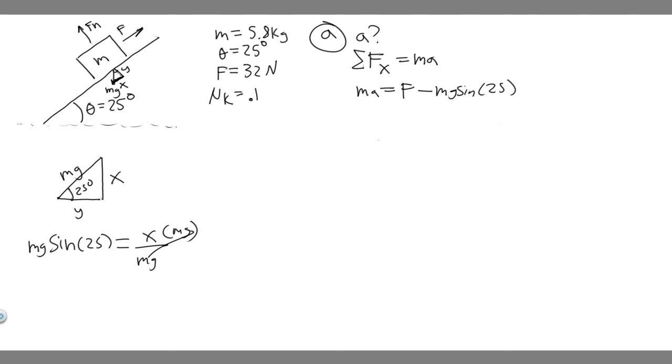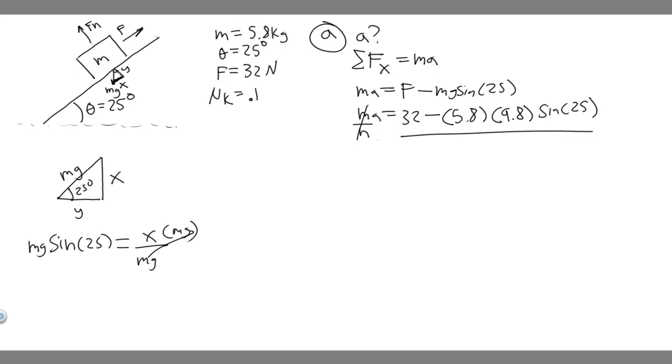because that's the x component, the one going in the x direction of our force of gravity. If we want to solve this, ma is equal to the force, which is this one right here, which they tell us is 32 newtons, minus m, the mass of our block, 5.8, multiplied by g, which is just 9.8 meters per second squared. That's g. And then multiply that by the sine of 25. This is just the acceleration due to gravity. Then if we want to solve for a, divide both sides by m. What's m? 5.8. So divide both sides by 5.8.